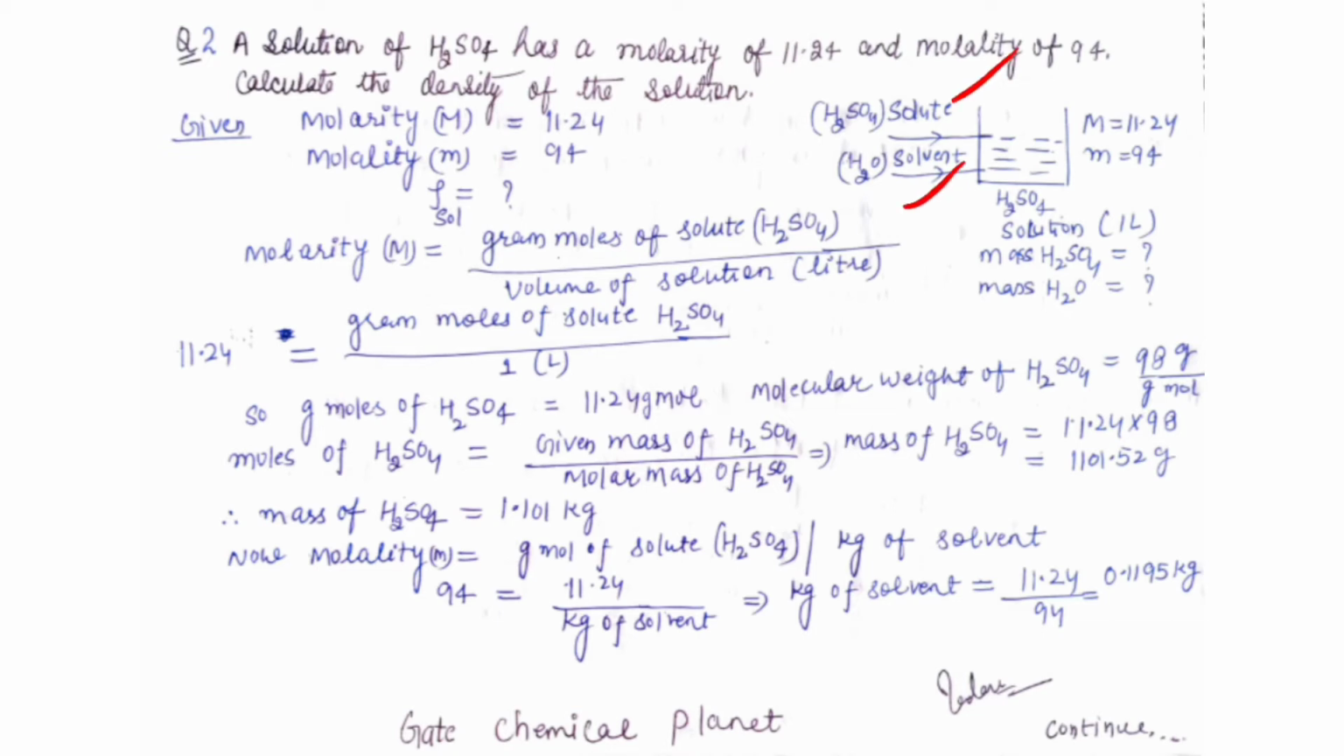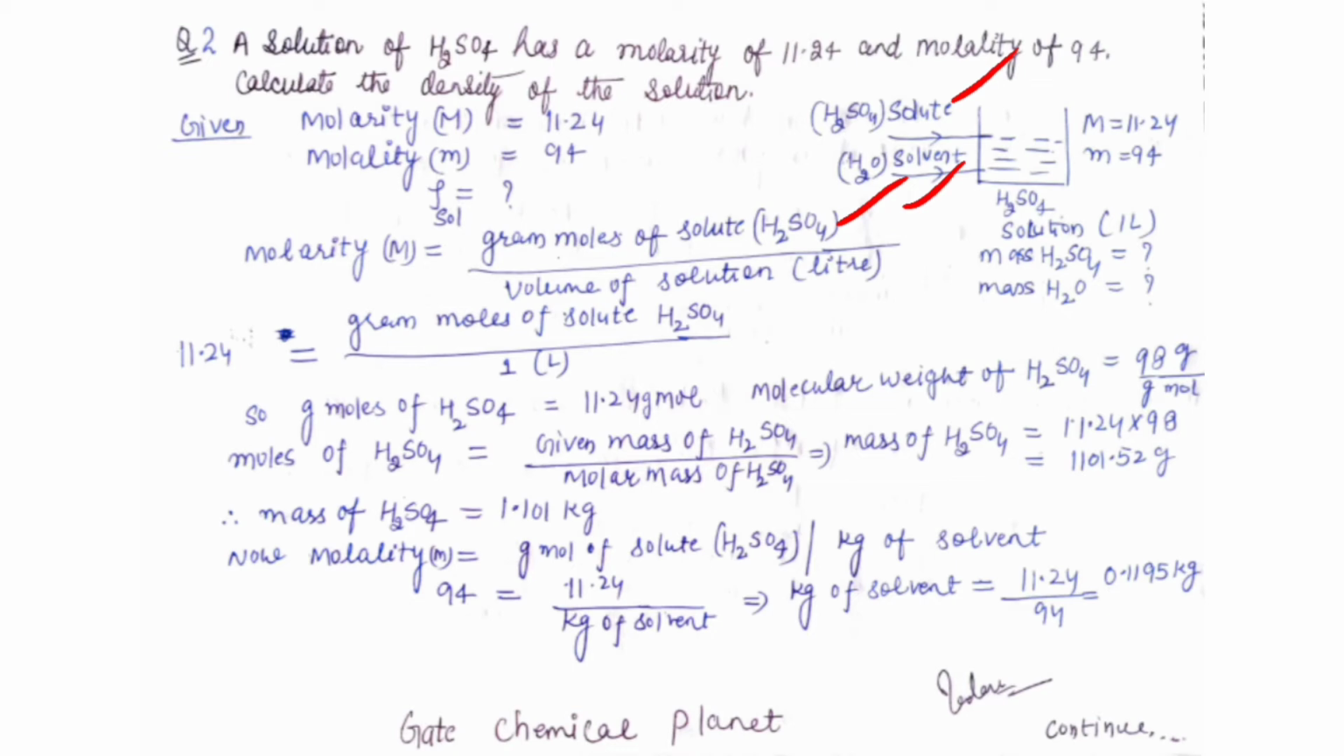In this question the value of molarity is already given. With the help of molarity we can calculate the gram moles of solute. By calculating the gram moles of solute, we can also calculate the mass of H2SO4. So first we will calculate the gram moles of solute. Here the molarity is given, which is equal to 11.24. So we will write down the values.